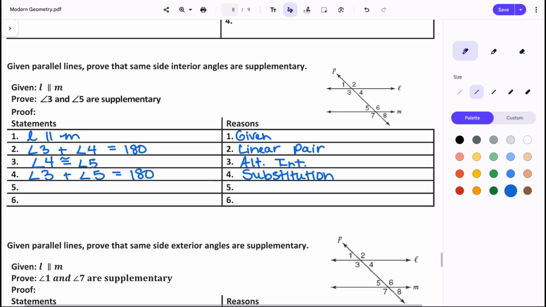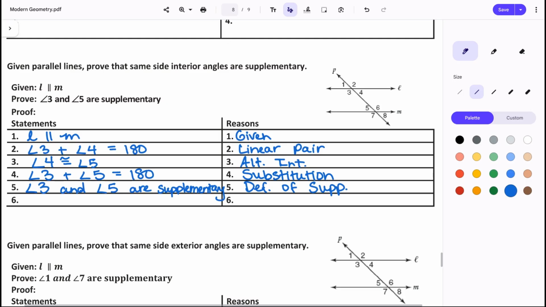Okay, so if 3 and 5 add up to 180, that means that they're supplementary, right? And so I can say angle 3 and angle 5 are supplementary. Because that's what supplementary means. So I'm just going to say definition of supplementary. Are we done? Did we get to our proof? Yep. Yeah, we did.